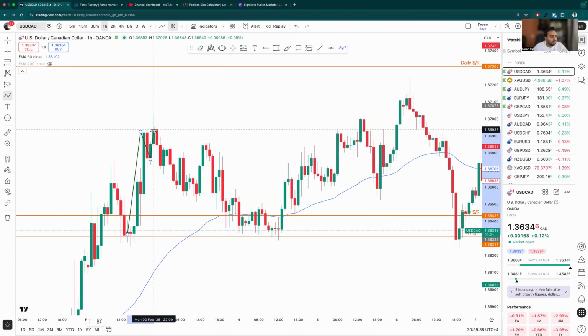Now this one broke the level just by a few pips, but it broke the level. So this is your higher high. Now this is your higher low. This is your higher high. The price broke the structure. So this becomes your lower low, and this becomes your lower high again.